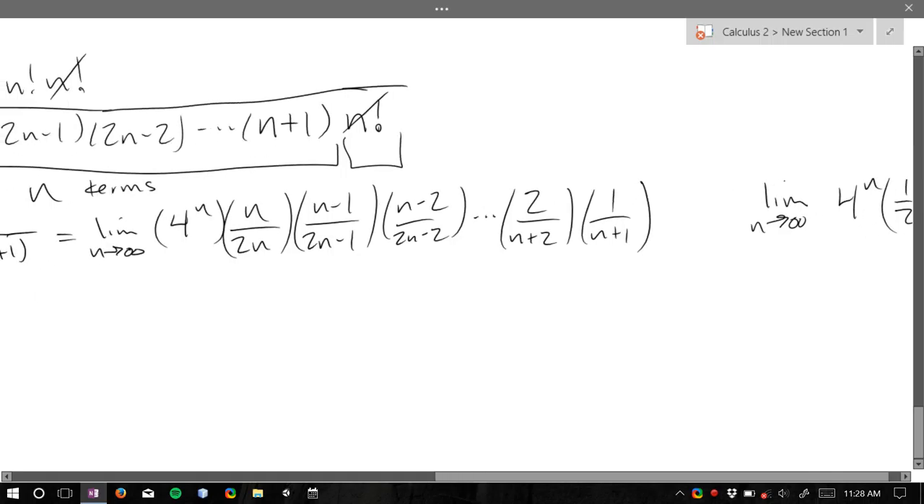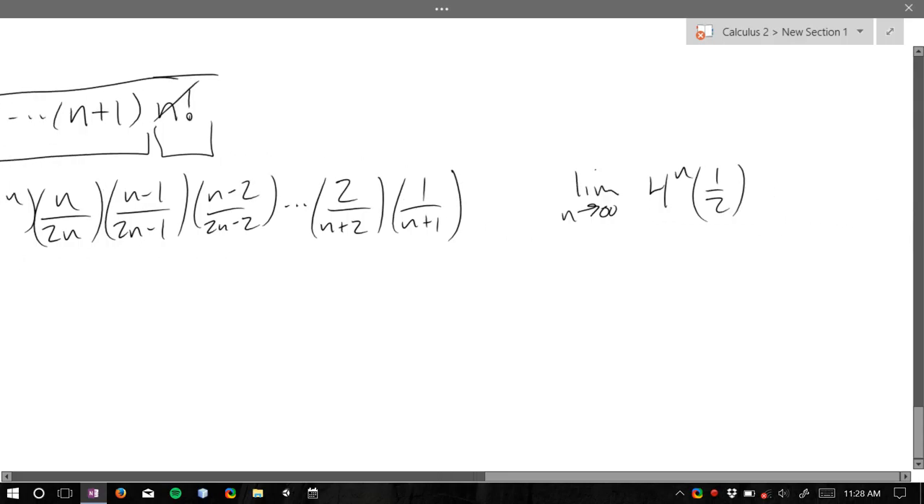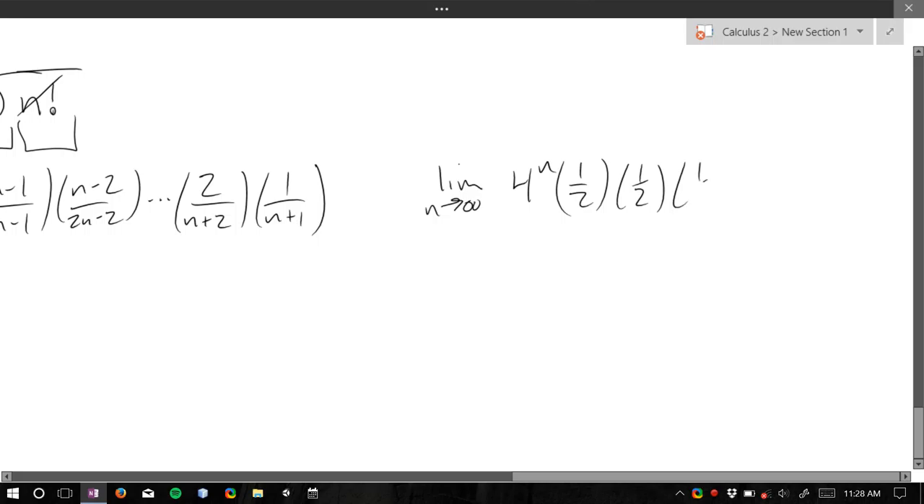So the first one is definitely 1/2. It cancels, it just reduces to 1/2. The next one, I'm going to put 1/2 in its place. 1/2.